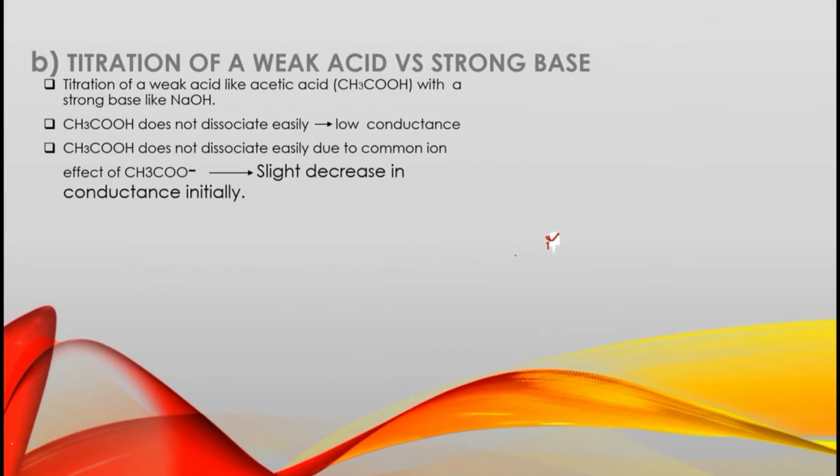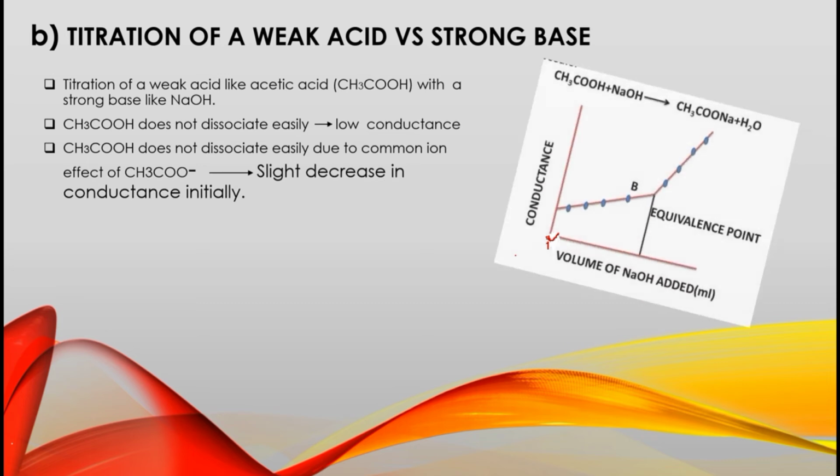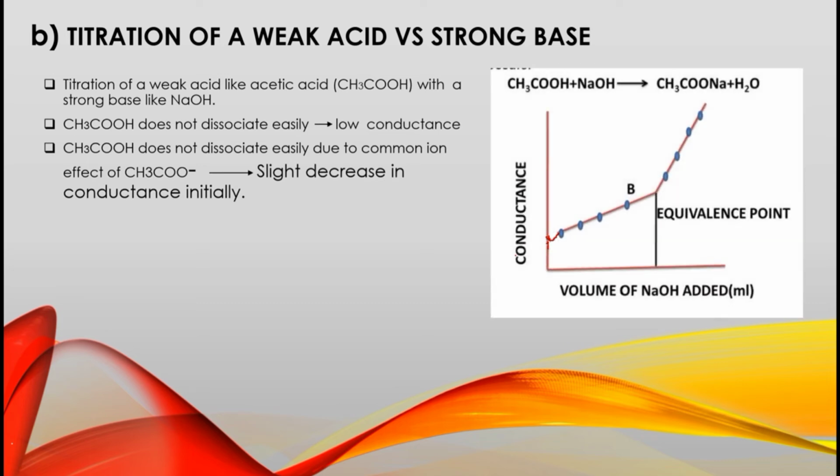The second type of titration is the titration of a weak acid versus a strong base. Titration of a weak acid like acetic acid with a strong base like NaOH. Acetic acid does not dissociate due to the common ion effect of CH3COO-. Therefore, there is a slight decrease in the conductance initially.